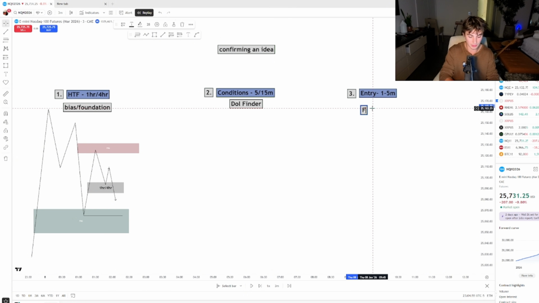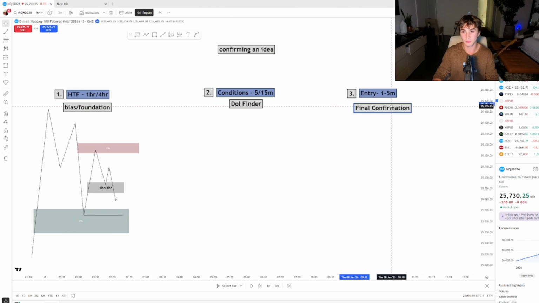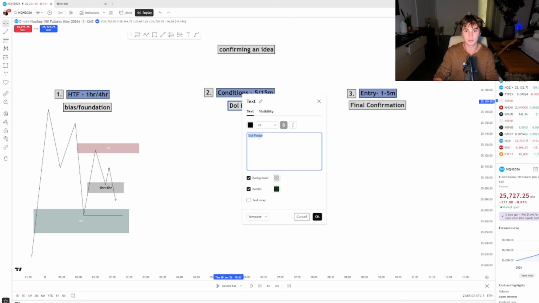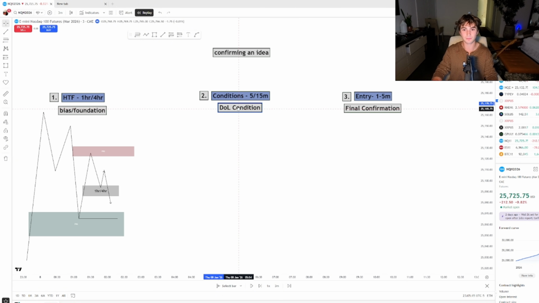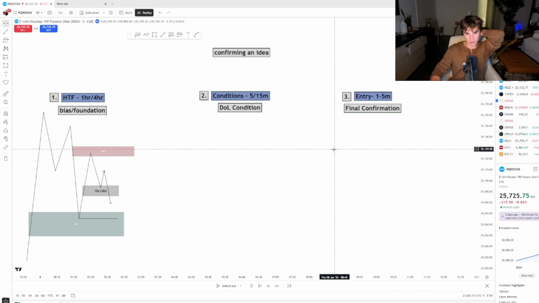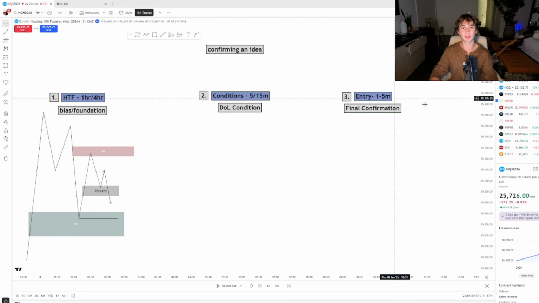And so then this is the final confirmation. Bias / foundation. We'll call this drawn liquidity condition, implied in the name. And then the final confirmation. And so this is how we confirm an idea, pretty much.